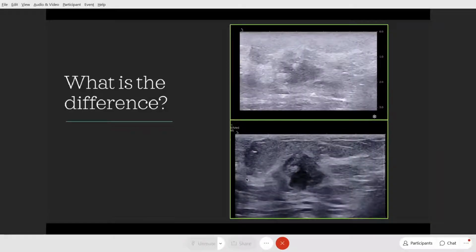So look at this image. What is the difference? This is taken with the same equipment in the same patient evaluating the same lesion. However, the image on the top is way inferior to the image below. This is a very poor quality image because the focus is not right, the gain is not optimized, and the harmonic imaging and compound imaging are not optimally used to evaluate the lesion better.